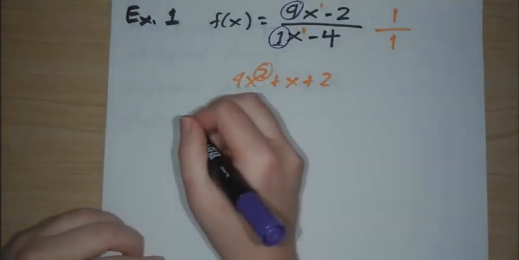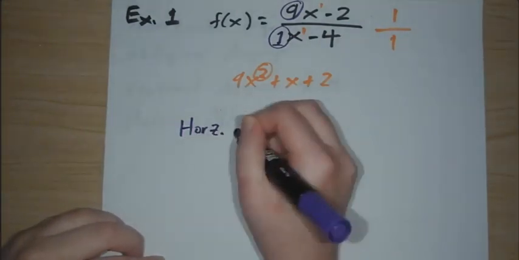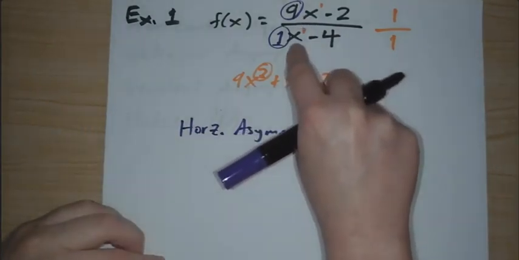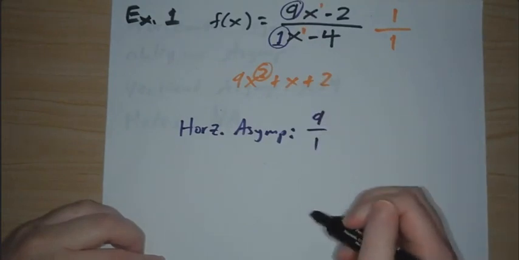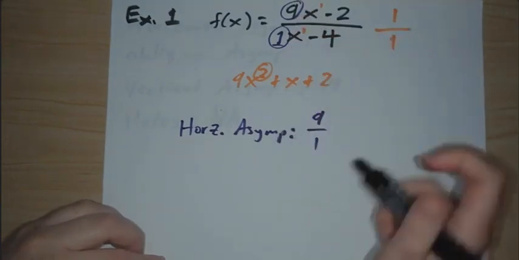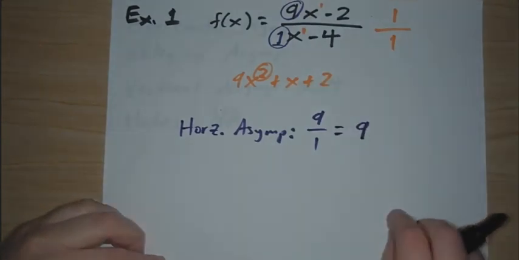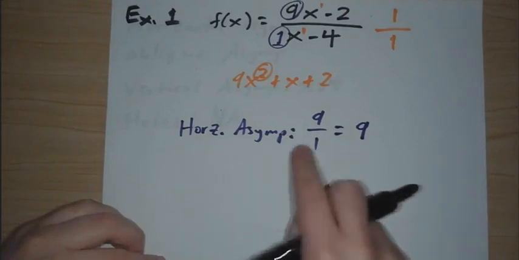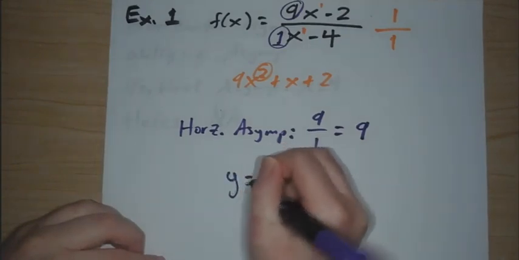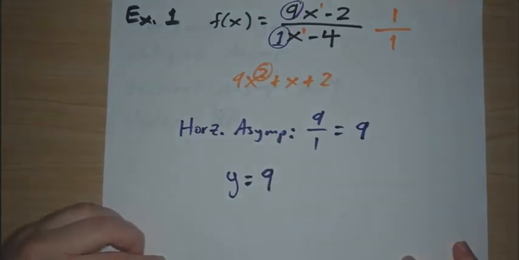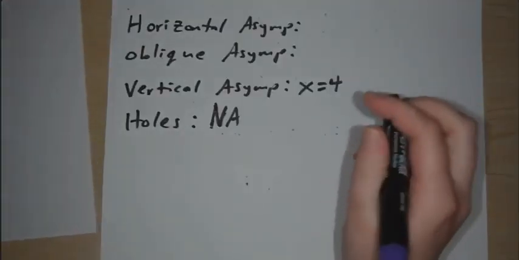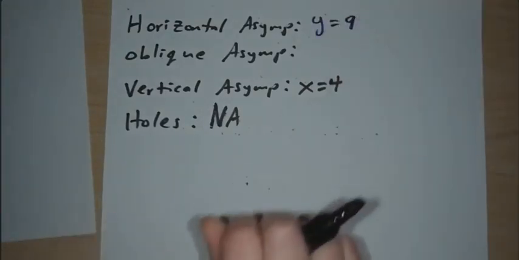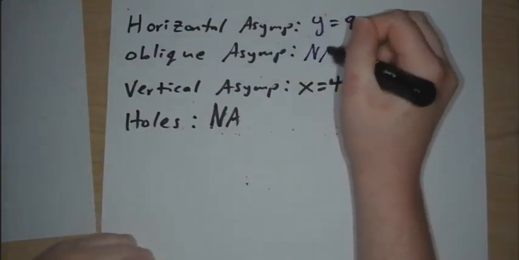And our horizontal asymptote will be these leading coefficients. So we have 9 over 1, and that's just equal to 9. So if we write that in an actual format, since this is a horizontal asymptote, we have y is equal to 9. So for a horizontal asymptote, we have y is equal to 9. And for an oblique asymptote, we have nothing.